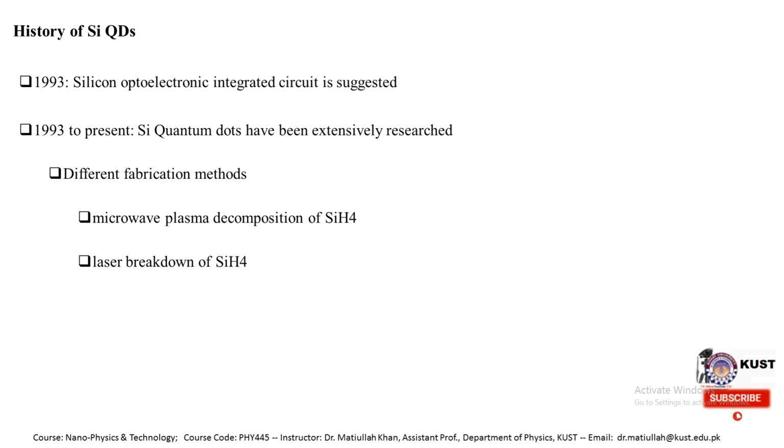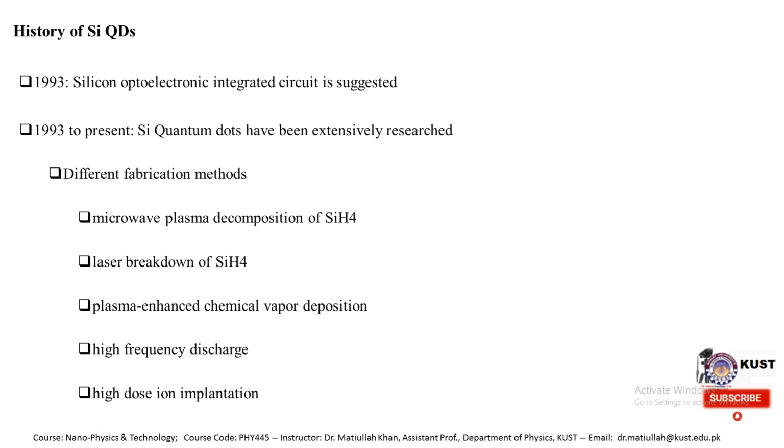The next development was made in 1993, where the silicon optoelectronic integrated circuit was suggested. I mean, we can use silicon quantum dots in silicon optoelectronic integrated circuits. Furthermore, in 1993, silicon quantum dots were extensively investigated because of their wide range of applications.